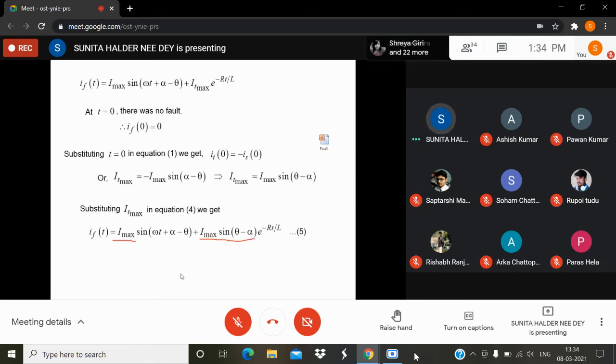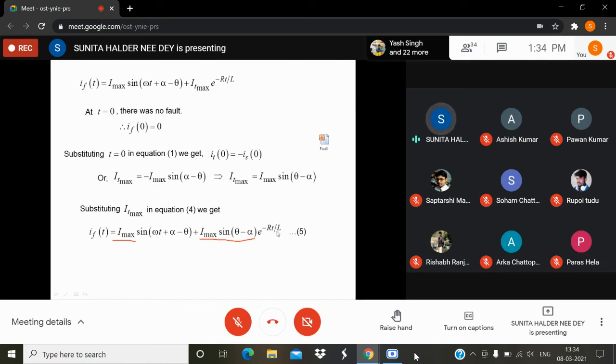Now obviously you see this current is some maximum value times e to the power minus Rt by L, added with some sinusoidal quantity. So this is not sinusoidal. So the overall waveform of this IF(t) obviously will not be sinusoidal, and that current will not be symmetrical. How long? For the time for which this transient part is existing. And how long is this transient part existing? Until this exponential decay is completed.